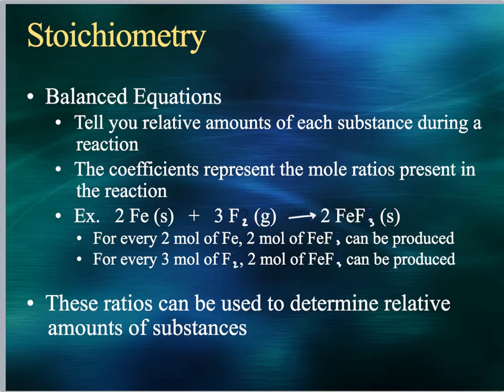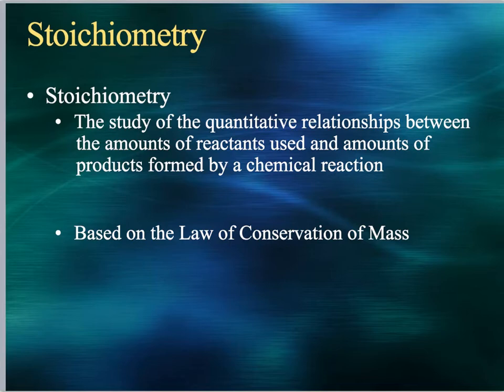That's what those are. And what we're going to use those moles for is to create ratios. We can determine relative amounts of substances. So if we say we are starting with 2 moles of this, how many moles of this can we make? Well, if we start with 2, we could make 2. So what is stoichiometry? It's the study of the quantitative relationship between the amount of reactants used and the amounts of products formed by a chemical reaction.